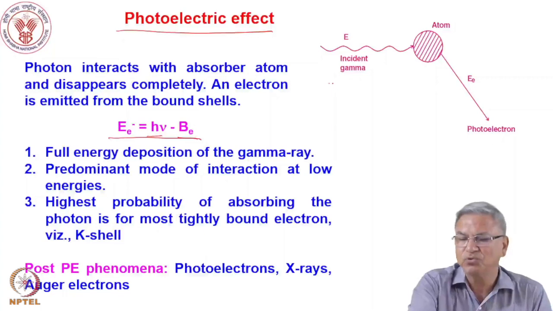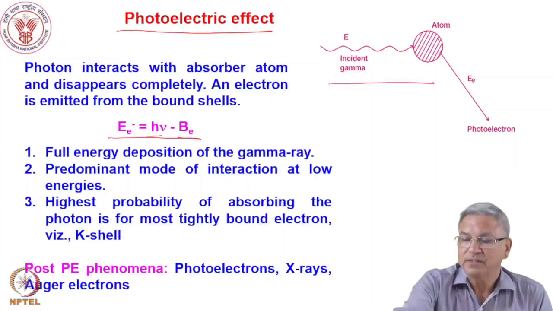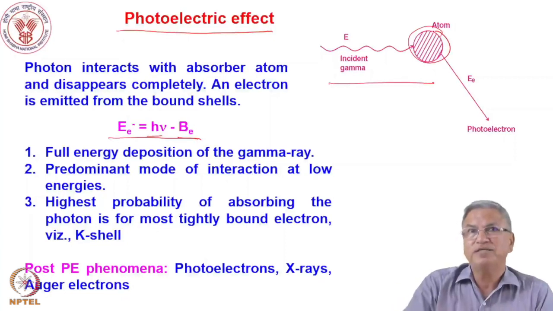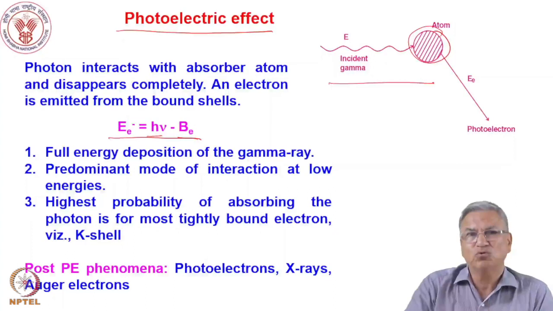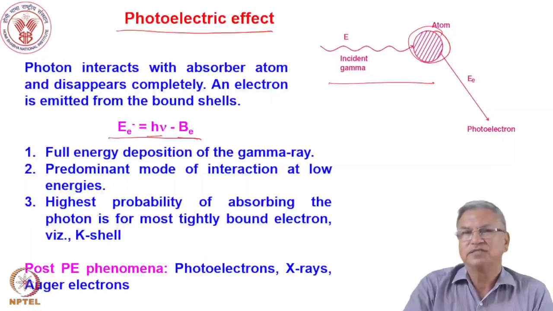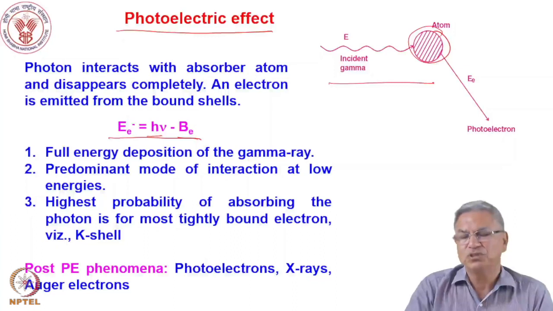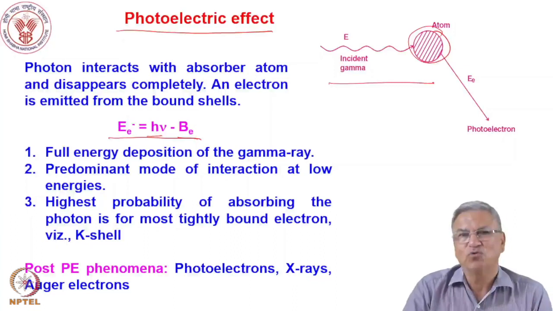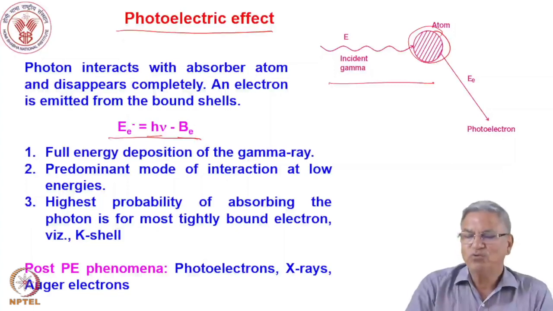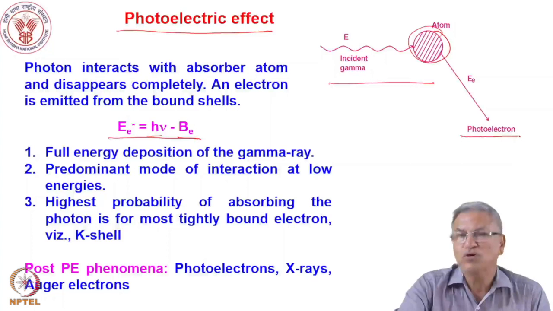This is shown schematically here. The incident photon comes and is absorbed by the atom as a whole. The important point is that the momentum of the photon, E by C, has to be conserved, and that is conserved by the atom as a whole. So all the momentum is taken up by the atom as a whole, and the excited atom emits the electron from the K shell or L shell depending upon its energy. So it is important for the conservation of momentum that the electron closest to the nucleus participates in the photoelectric effect. And the electron that is produced, we will call the photoelectron.